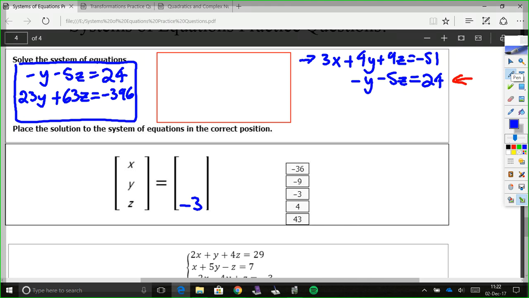Now I know what z is, so let's plug in z to find y. I have those two equations over here on the left. It doesn't matter, let's use one of them. I'm going to use the first one. It looks a little bit simpler.